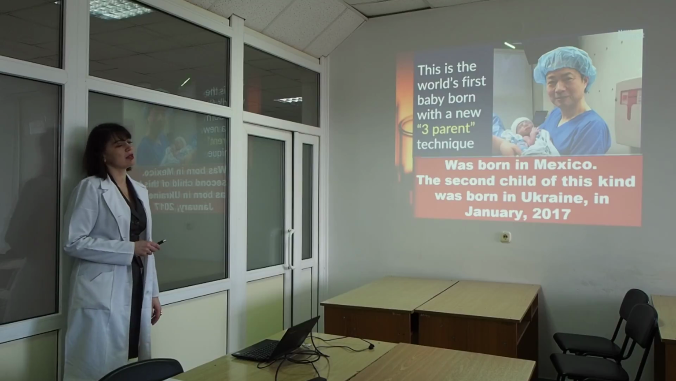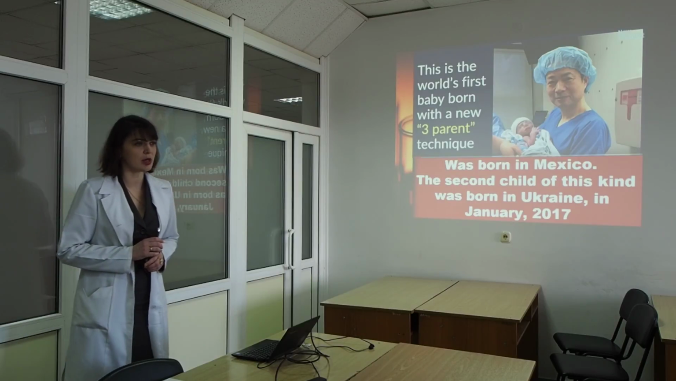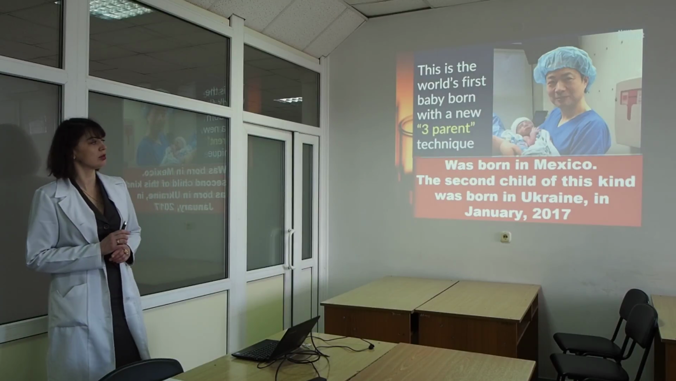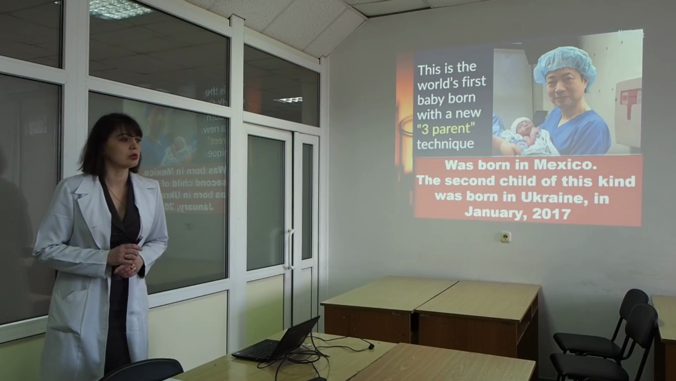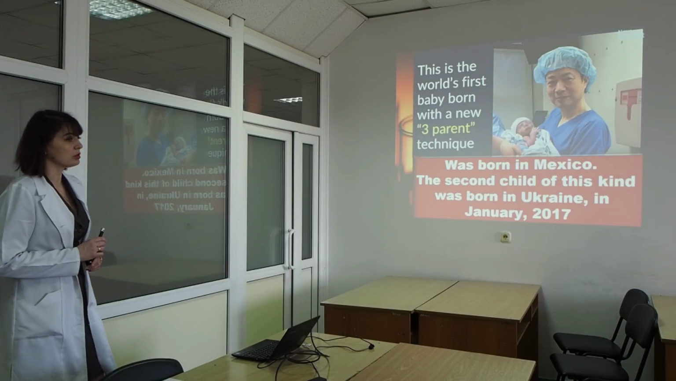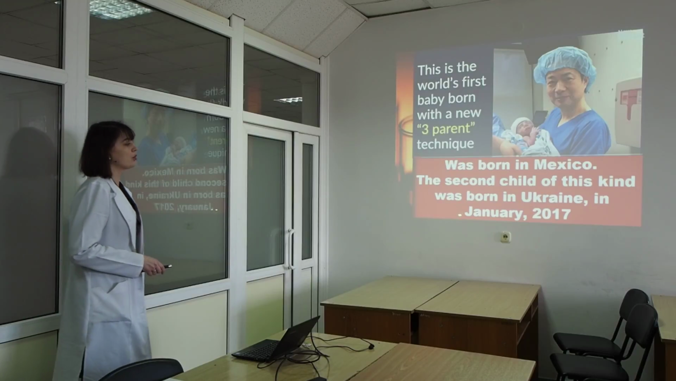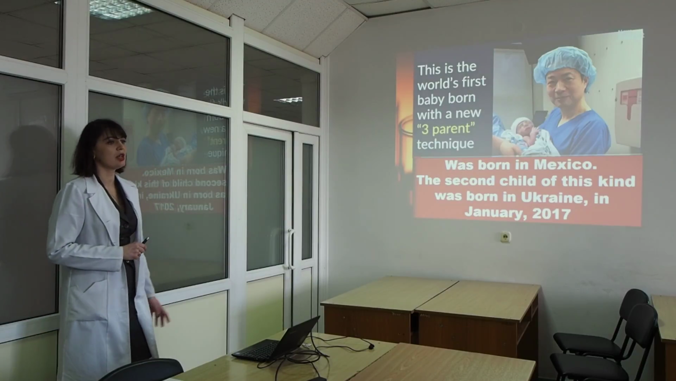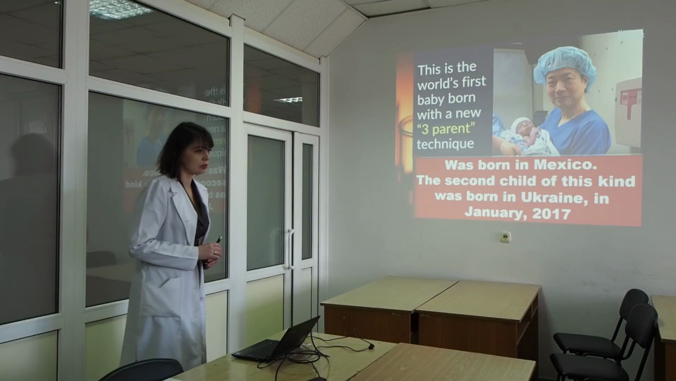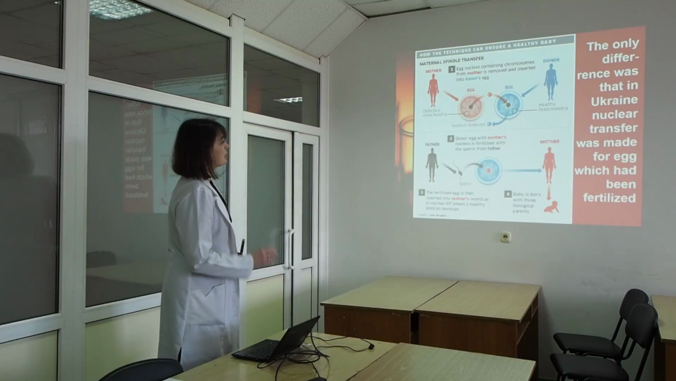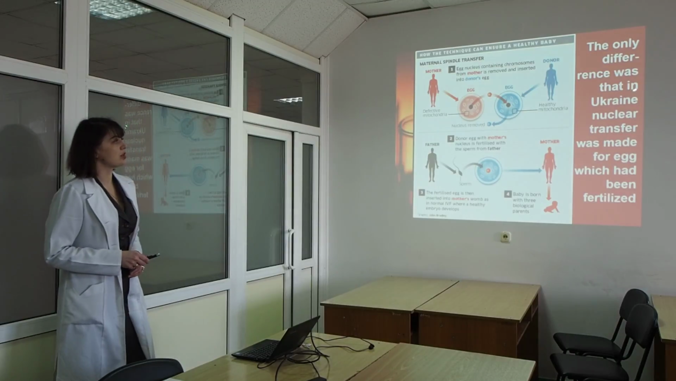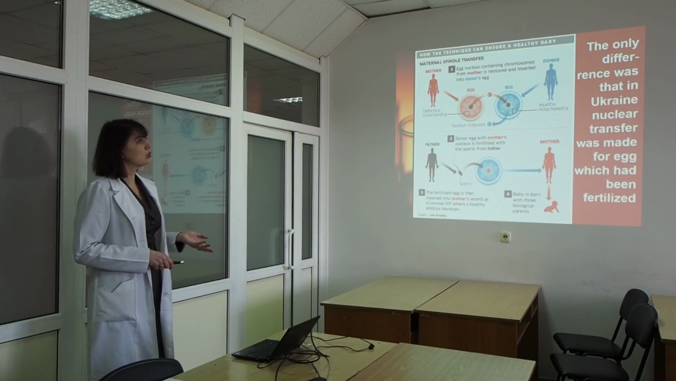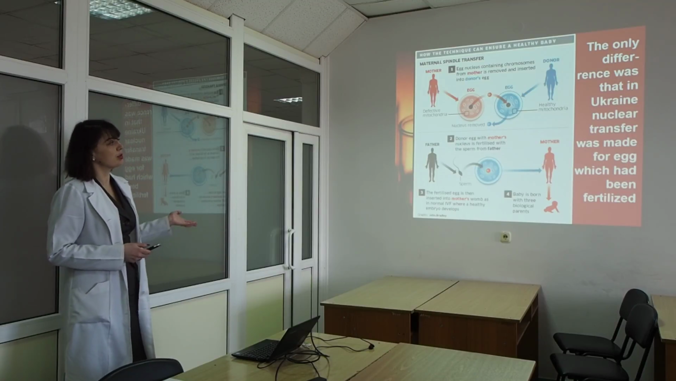It was done by United States scientists, but in Mexico, while it is forbidden to do such genetic experiments in the United States. To our pride, to Ukrainian pride, the second child was born in Ukraine in January of the current year. We have the same successful attempt, and the girl was born in Ukraine also, using this technique. However, the only difference was that in Ukraine, nuclear transfer was made for an egg which had been fertilized. So, for the fertilized egg, they made the replacement.